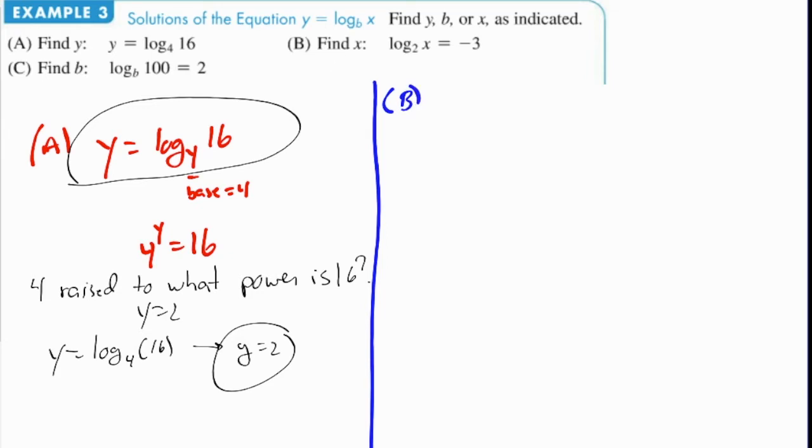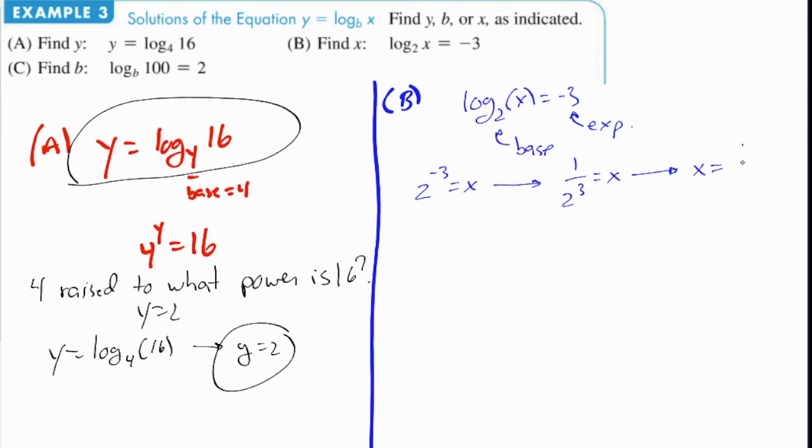Part B says solve for x. So we have log base 2 of x equals -3. Remember, this is our y, so this is our exponent. This is our base. So we can say 2 raised to the negative 3 power equals x. Remember, negative means reciprocal. So 1 over 2 cubed equals x. X is 1/8.